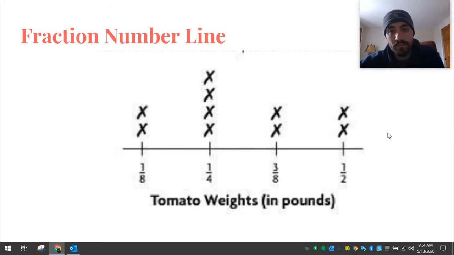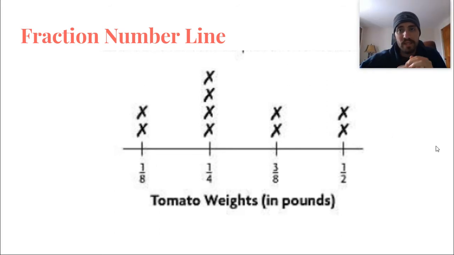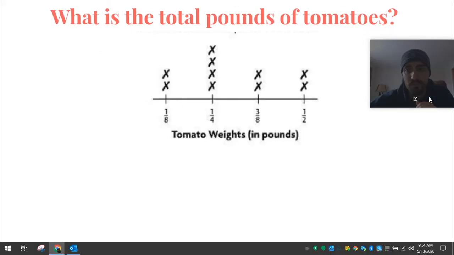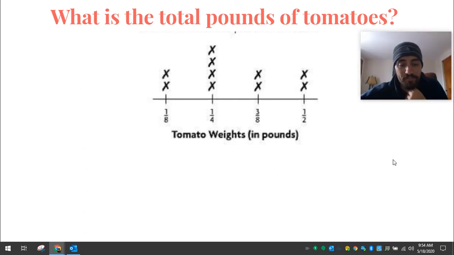What we want to do is take this information and understand it a little bit better. The specific question we're going to look at today is what is the total pounds of tomatoes? We picked 10 tomatoes. What do they weigh all together? Well, if we look at this, we see that these tomatoes here weigh 1/8 of a pound each, 2 of them. Each of these weighs 1/4 of a pound.